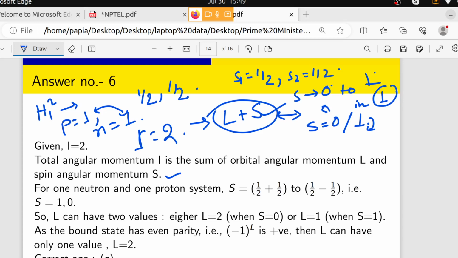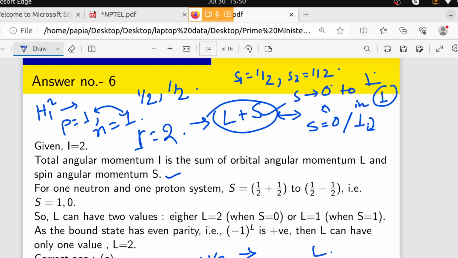But they have mentioned another condition, that the parity will be positive. How can we have positive parity? Parity is minus 1 to the power L. If I put L equals 1, that means minus 1 to the power 1, which is minus 1, that means negative. So L equals 1 is not possible, as they have mentioned that parity should be positive.